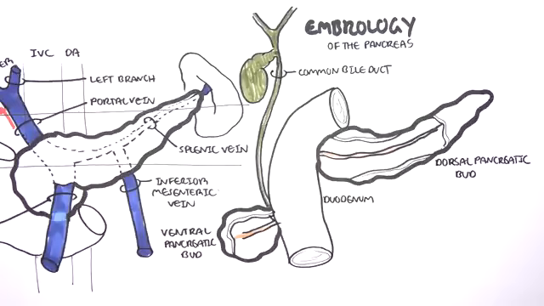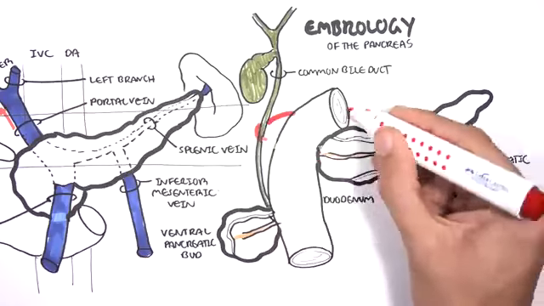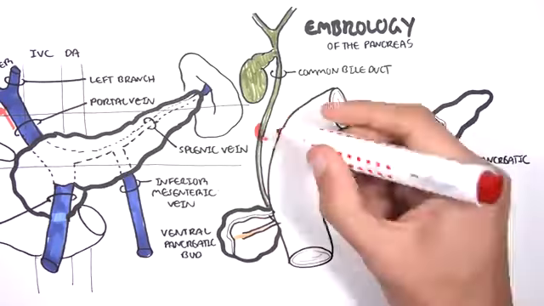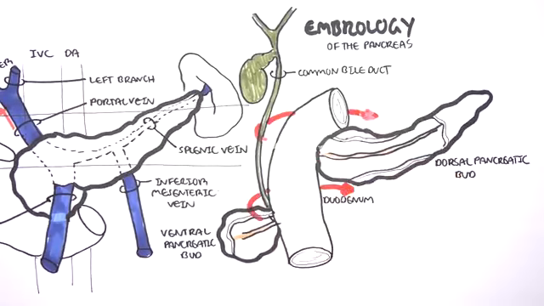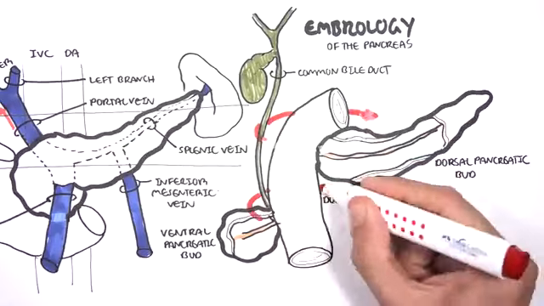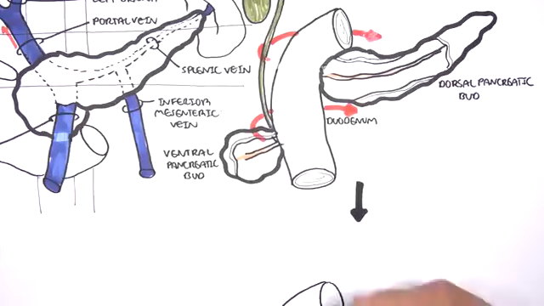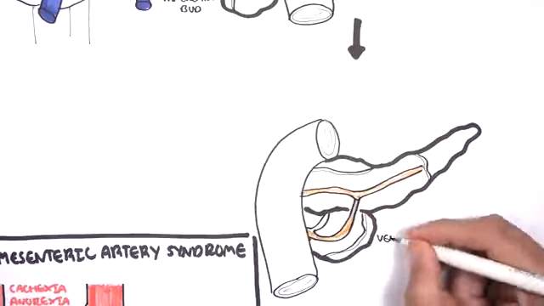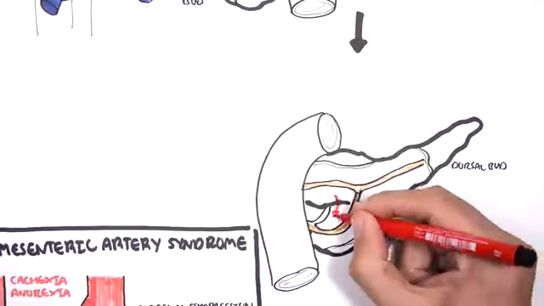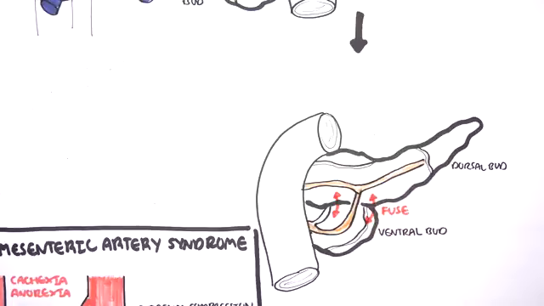During embryological development, the gut normally rotates, and so does the ventral pancreatic bud. It will go around and carry the bile duct with it. The ventral pancreatic bud will fuse with the dorsal pancreatic bud. The ventral pancreatic bud will then become the uncinate process.